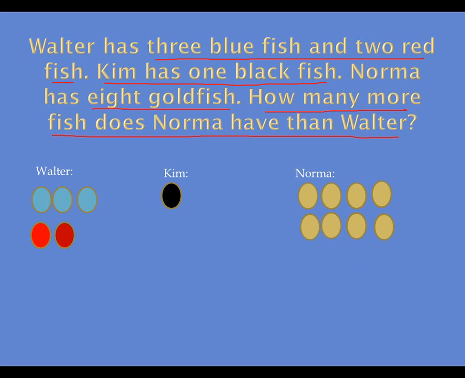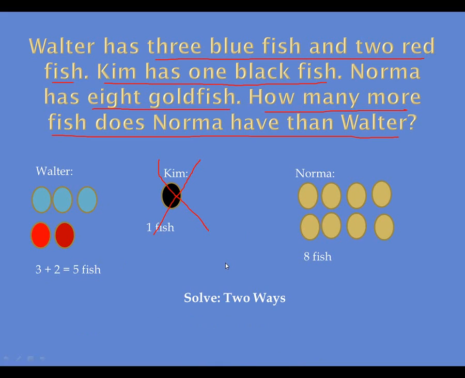Okay, so knowing that Kim has 1 black goldfish is not going to help us in this problem, so I'm going to put an X over that. All right. Let's try to figure out how many more fish Norma has than Walter. Here are Walter's fish and here are Norma's fish. Walter has 5 fish, Kim has 1, and Norma has 8 fish.